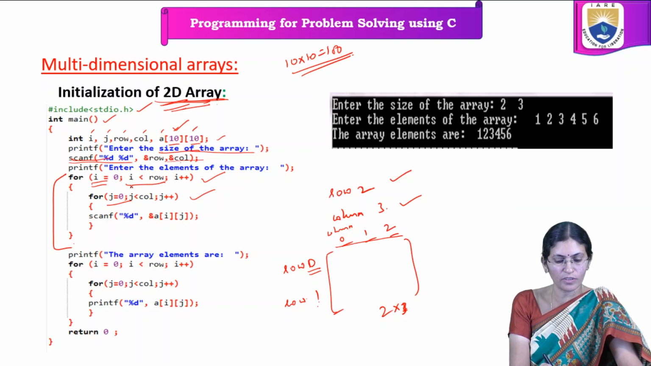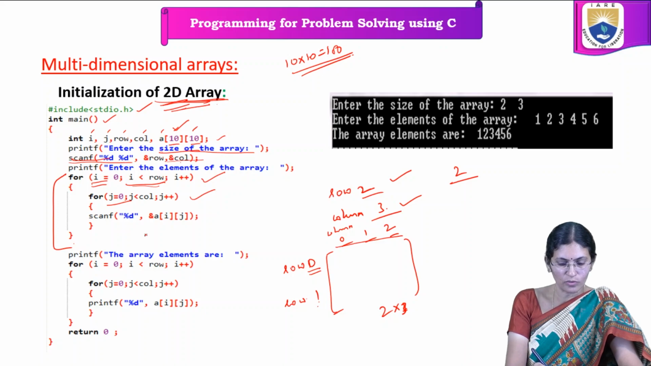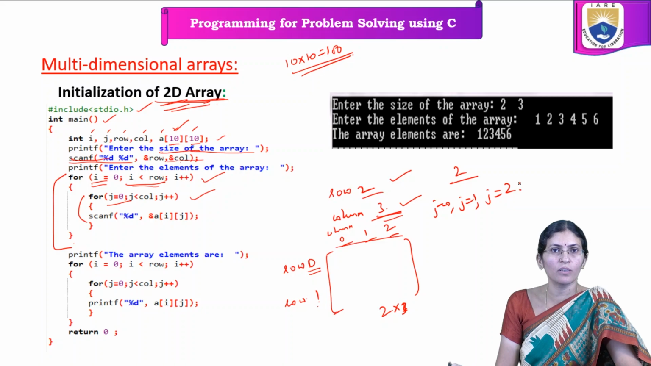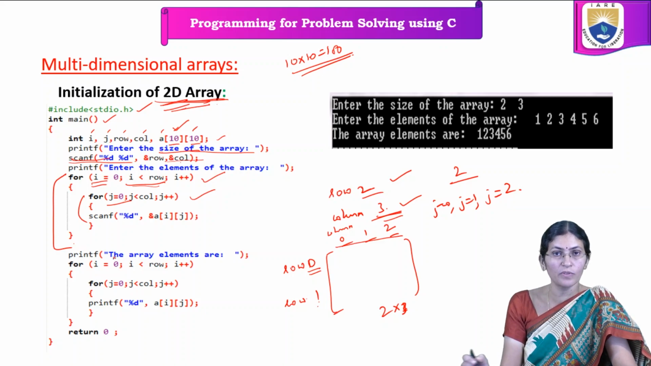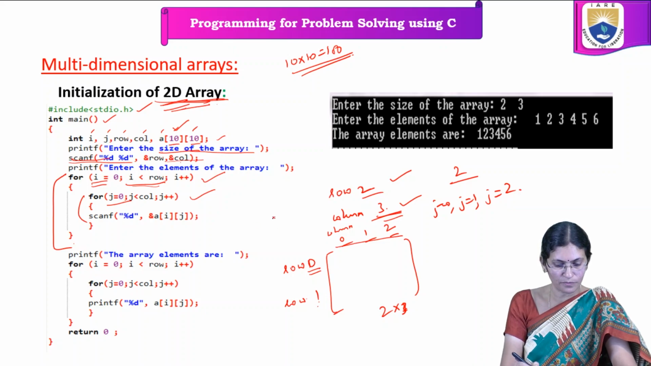So taking 2 rows and 3 columns, the outer loop will repeat 2 times and the inner loop will repeat 3 times. So j will run for j equal to 0, j equal to 1 and j equal to 2. We have seen how nested for loops work in the previous video lectures, you can go through that.